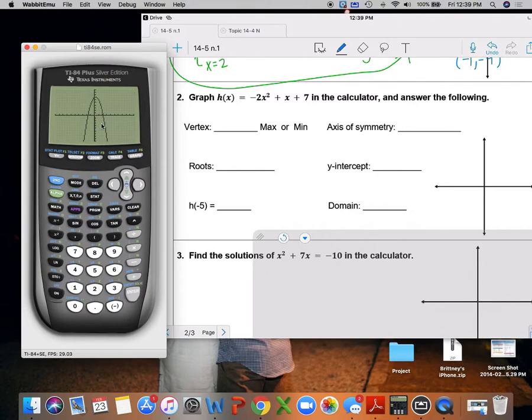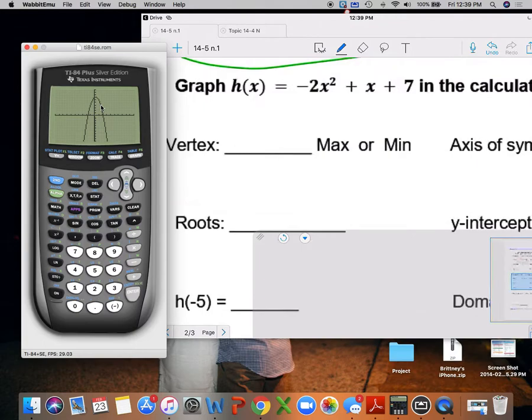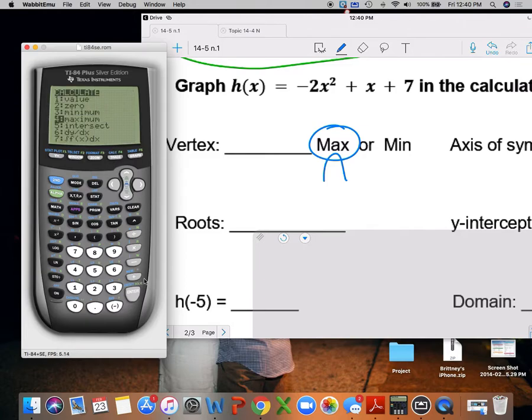In order to find the vertex, we have to first determine if it is a max or a min. Because this one looks like a hill, it is going to be a maximum. So to find my vertex, again, this is on your calculator tip sheet. You click second, trace. I have a maximum, so I go to 4 and click enter. This is about where my vertex is. I don't know for sure. It could be a little to the right.